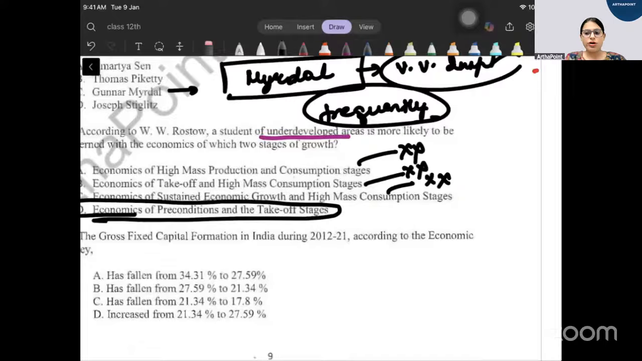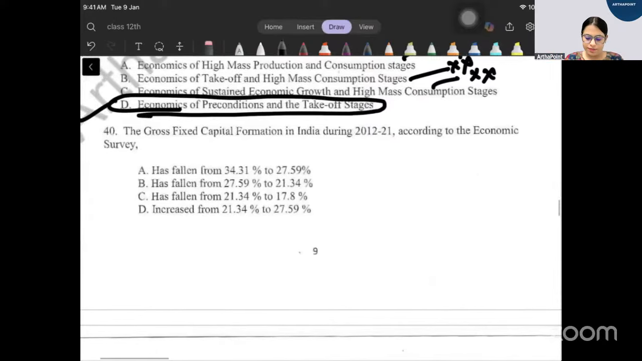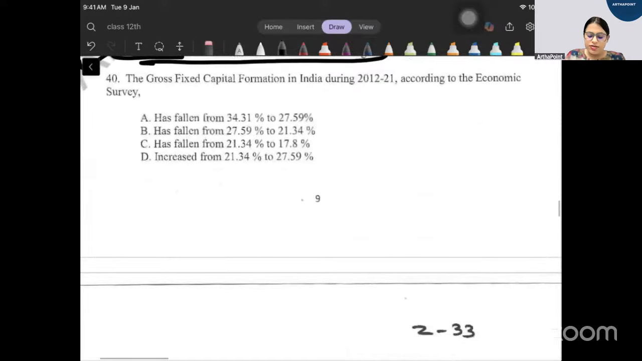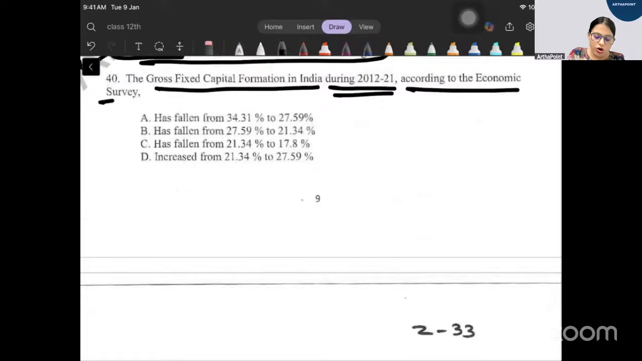Question number 40. The gross fixed capital formation in India during 2012 to 21 according to the Economic Survey.